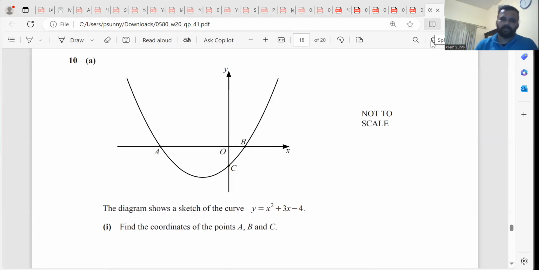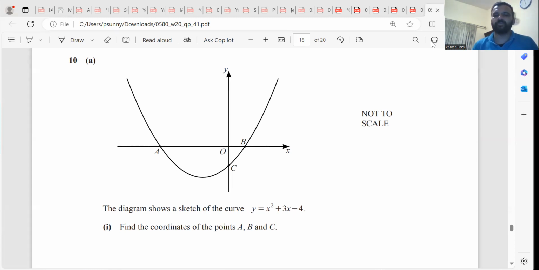Hi, welcome back. So in this question, this is a differentiation question. The diagram shows a sketch of the curve y equals x squared plus 3x minus 4. From this diagram itself, I can understand that this is the graph of a quadratic equation, because when we represent a quadratic equation, we will get a U-shaped or an N-shaped parabola. So this is a U-shaped parabola.